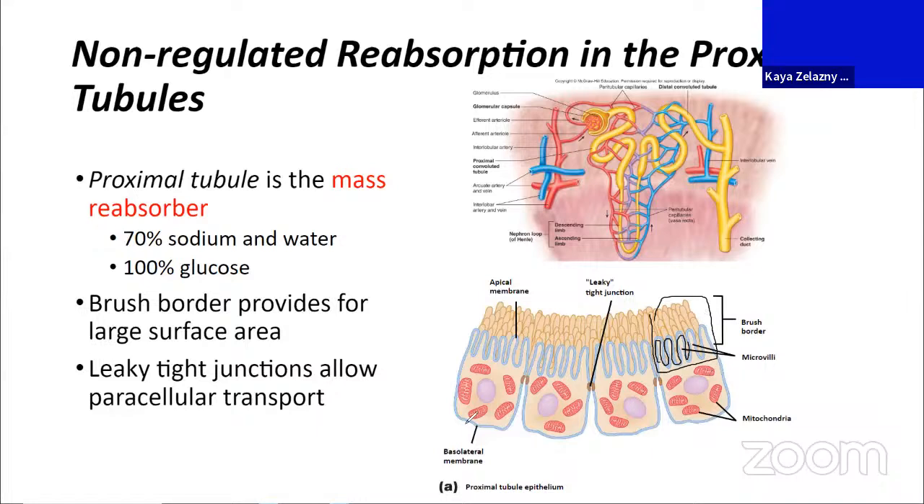Okay. And the other thing that is true is that some of the things that we're going to be reabsorbing are going to squeeze in between our cells. So we have some kind of leaky connections between the cells in our proximal tubule. So we got kind of a leaky membrane here because of these leaky tight junctions.